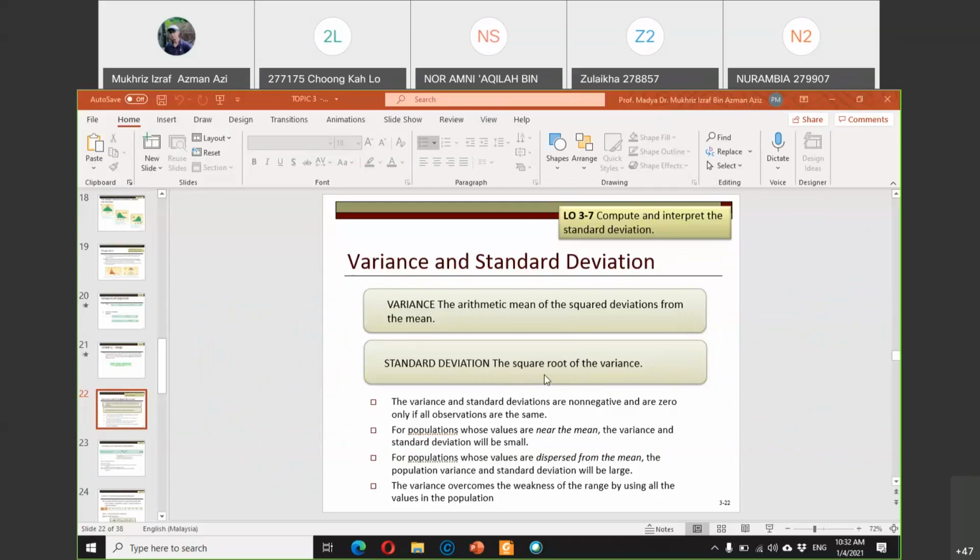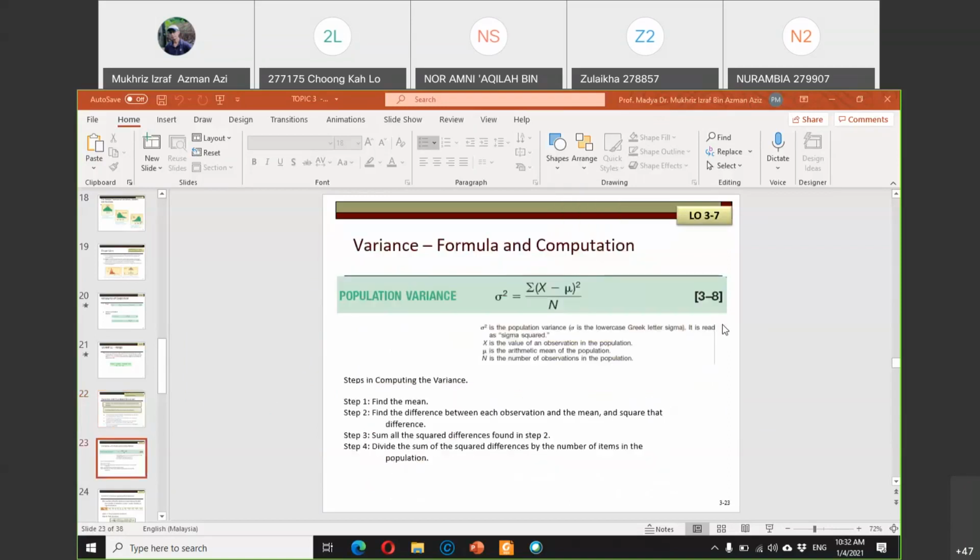You need to compare with the mean. First, you calculate the mean. Once you know the mean, then you calculate the variance and standard deviation, and you compare the value from variance and standard deviation with the mean value, and you see how big the variance is compared to the mean. So that is the reason why we calculate variance and standard deviation, which is the measure of dispersion.